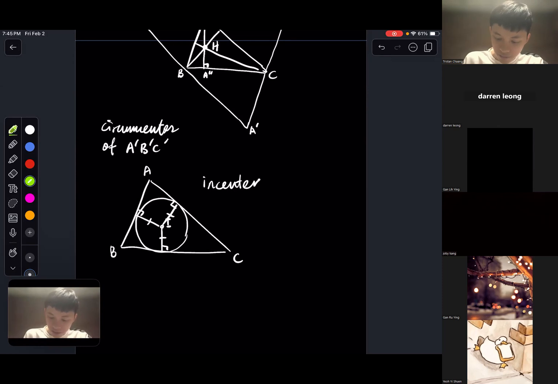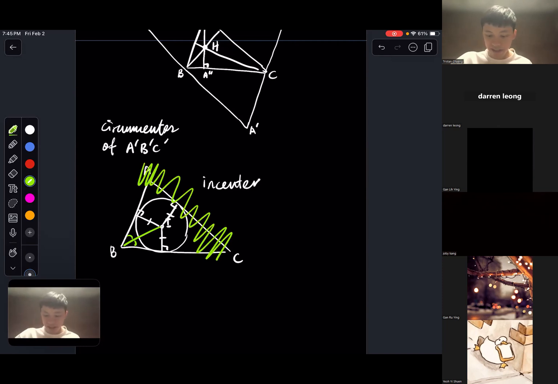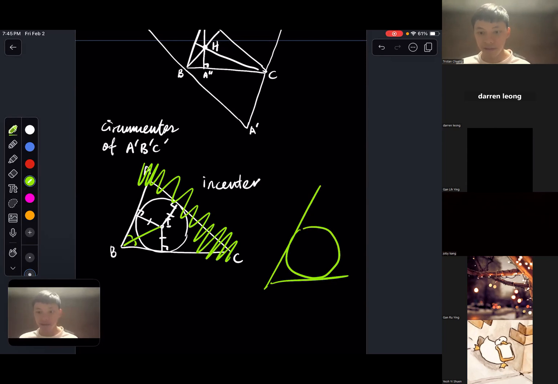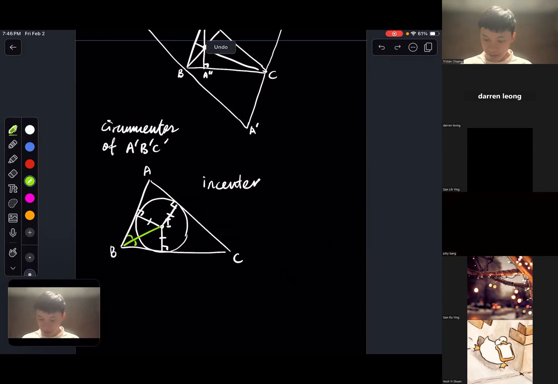So by symmetry, these two are the same angles, right? They're just reflections. If you cover up AC, it's literally just two lines and a circle. So the center obviously lies on the angle bisector. Then you can do the same for the other sides. So indirectly, you already prove that the angle bisectors concur.